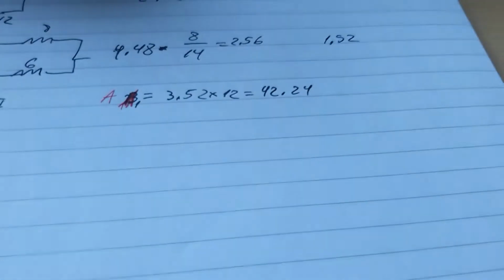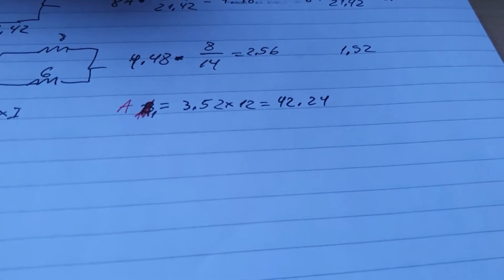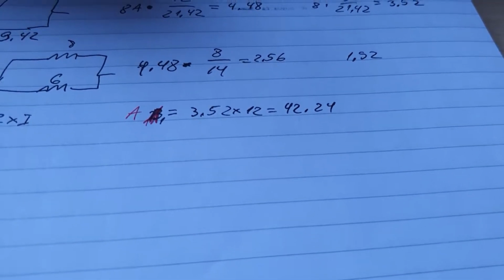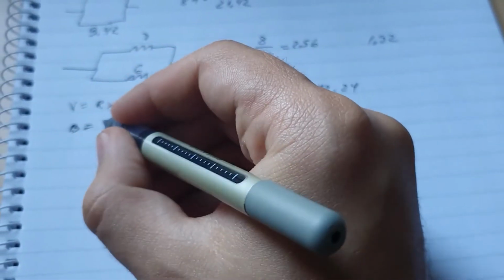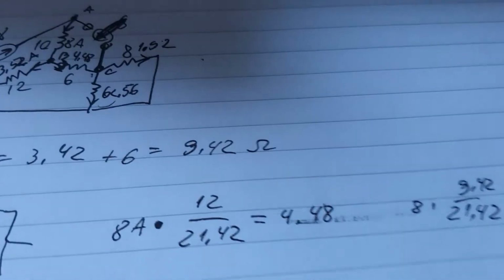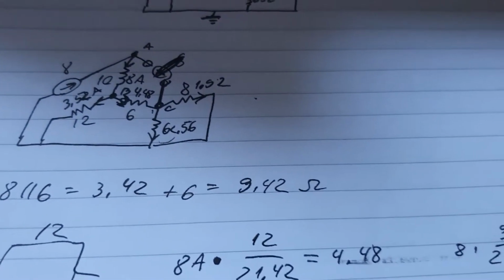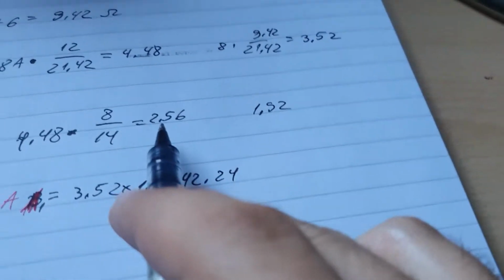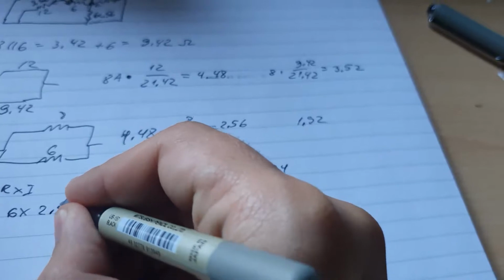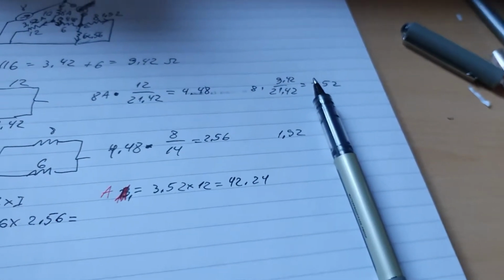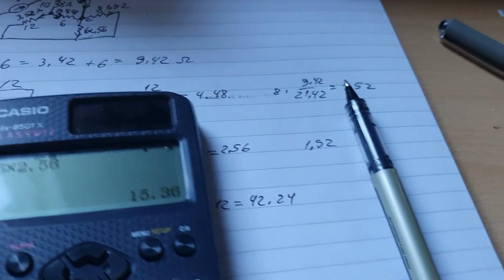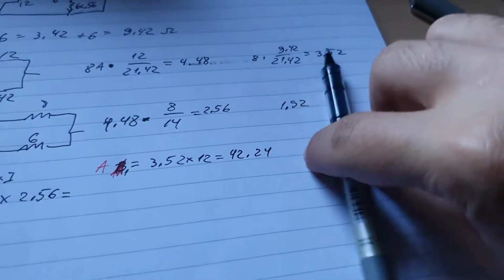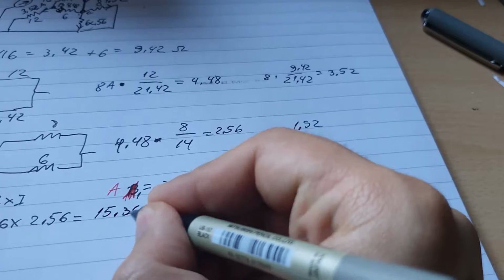Okay, now let's calculate for B. And that one should be pretty simple as well, because B will be equal to a resistance times current again, which should be 6 times 2.56. That gives us 15.36 volts.